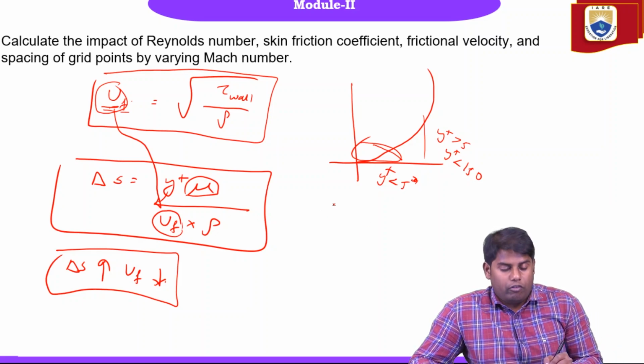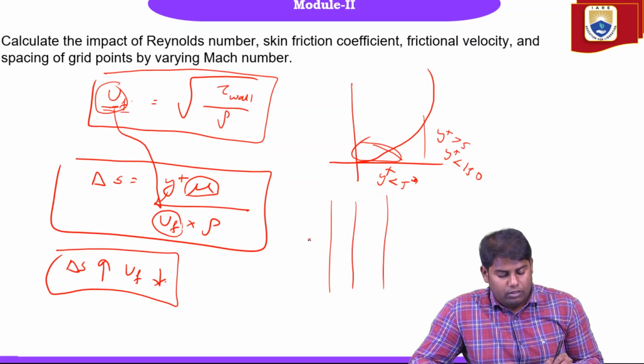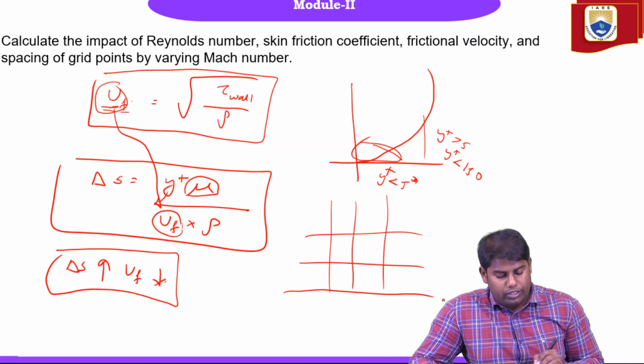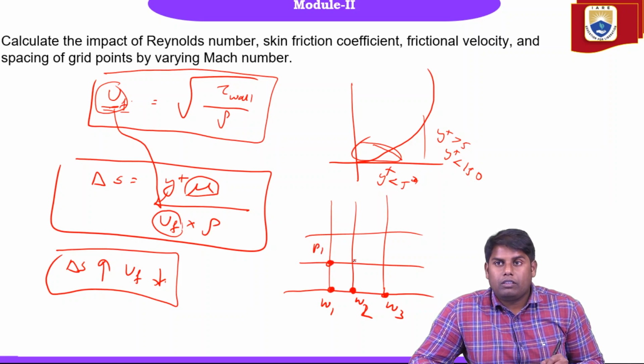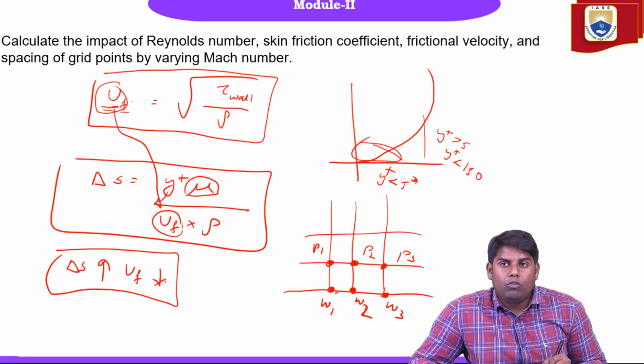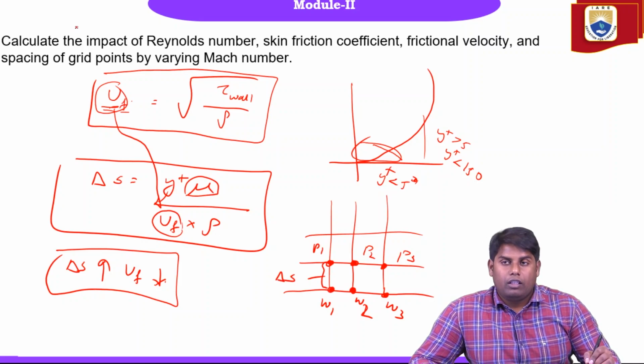So when we are talking about Y plus, let's say we have a mesh. So this is the wall, and this is the grid point at the wall. Let's say this is W1, this is W2, this is W3, this is P1, P2, this is P3. So the distance between W1 and P1 is nothing but your delta S, let's say. Fine. And here also.